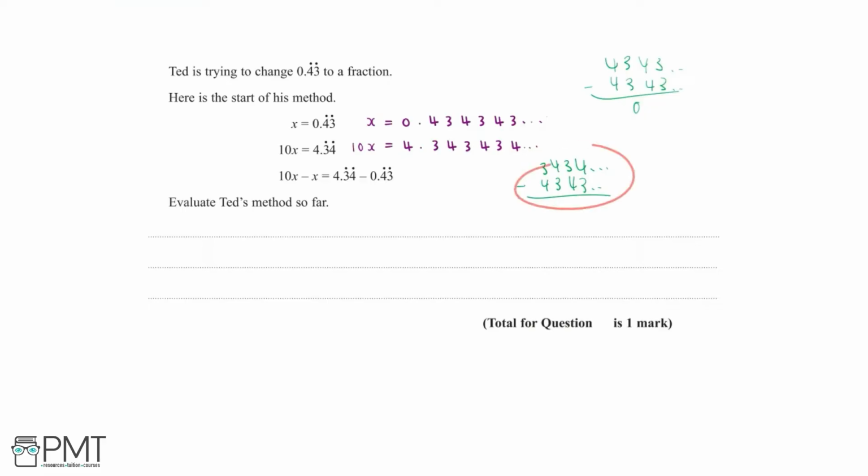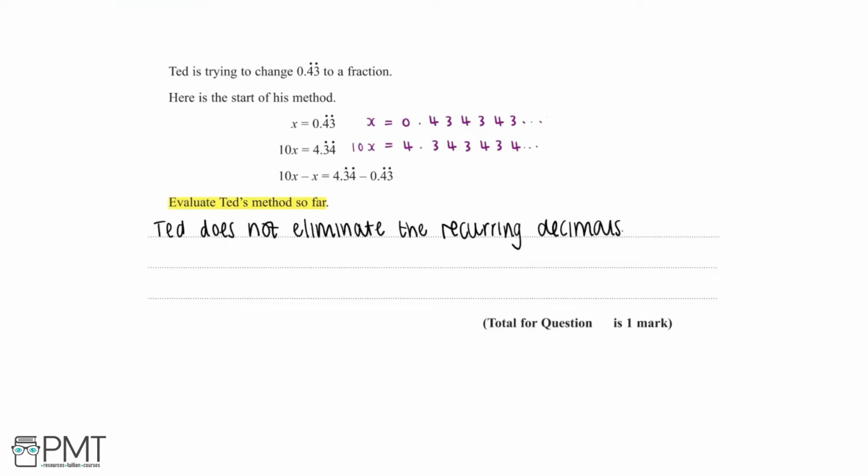If we have something like this, which is what Ted does, we'd end up with a remainder that we won't be able to solve, and so we won't be able to turn 0.43 recurring into a fraction unless we have 2 numbers whose recurring decimals will leave us with a remainder of 0. And so in order to evaluate Ted's method so far, we can say that Ted has not gotten rid of the recurring decimals. And so we get the 1 mark in this question for identifying this, allowing us to get the full mark needed in this question.